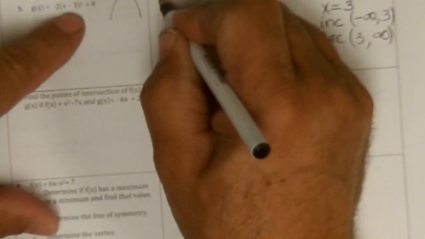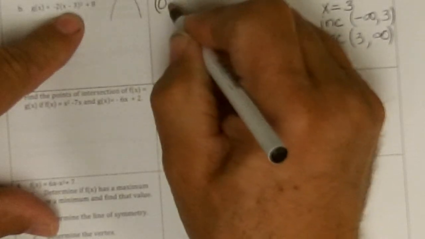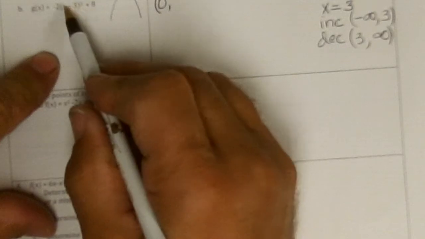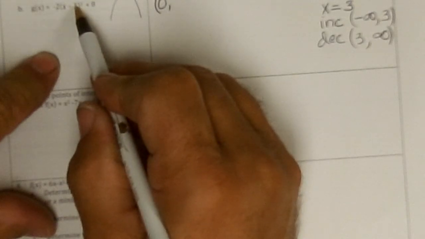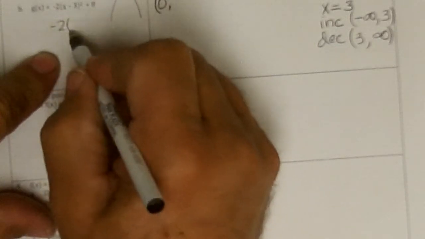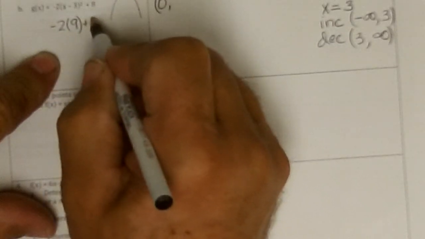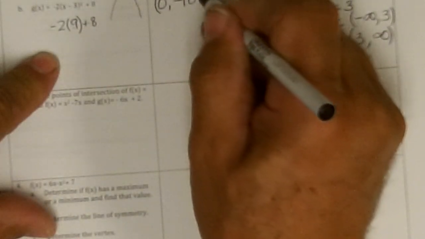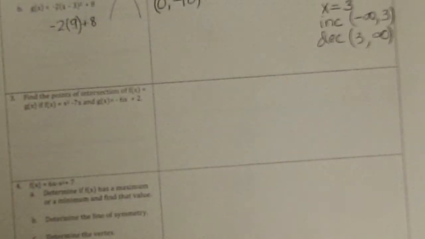Now we have to find intercepts. If we let x be 0, to get the y-intercept, 0 minus 3 is negative 3. Negative 3 squared is 9, so we'd have negative 2 times 9 plus 8. So that's negative 18 plus 8 is negative 10. So that's the y-intercept.